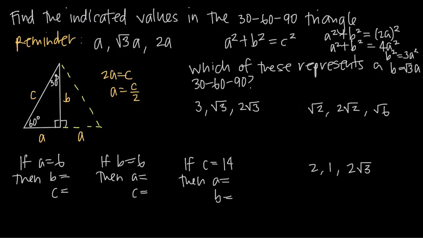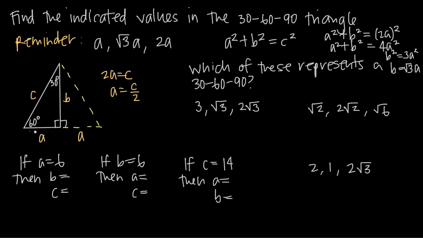So what we can say then about the general measurements of the side lengths of a 30, 60, 90 triangle is that if we call the shortest side A, then the longer leg is going to be the square root of 3 times A, and the hypotenuse is going to be 2A. So we have this relationship always, no matter what the lengths of the sides of the triangle. We're always going to have this relationship between the side lengths of a 30, 60, 90 triangle. So let's apply that for a second to a couple examples.